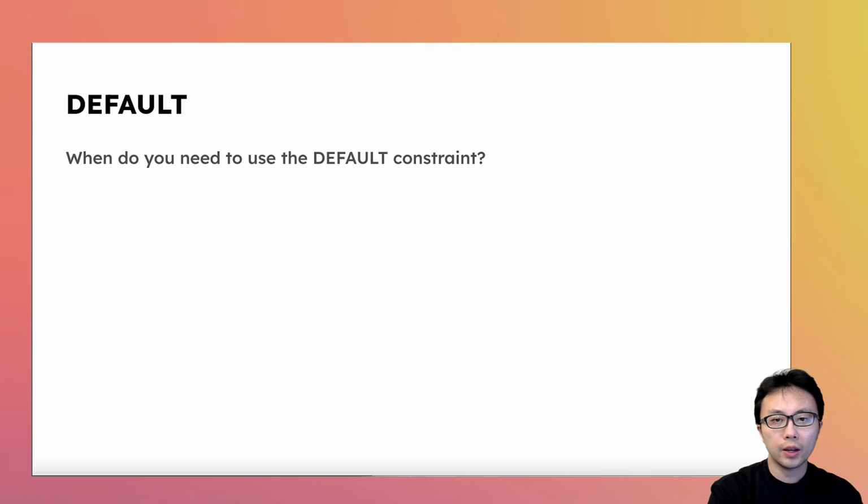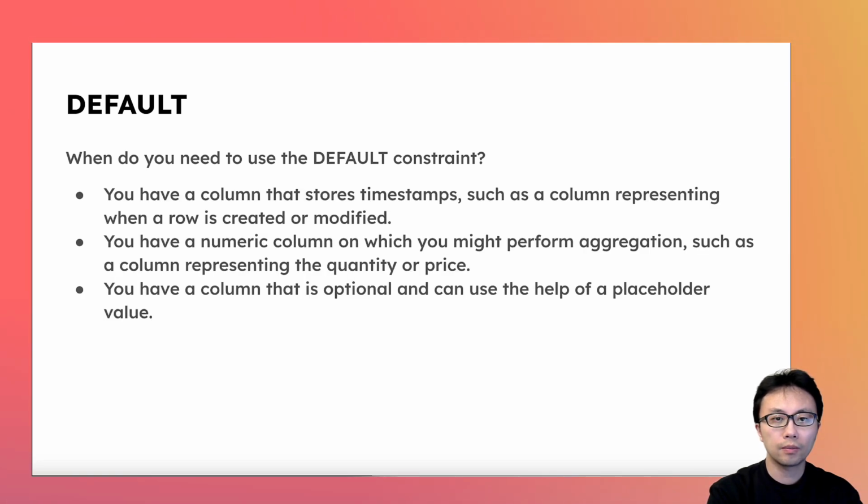So when would you find yourself in a situation that needs help from the default constraint? When you have a column that stores timestamp, a numeric column that you might perform aggregation on later, or an optional column that holds placeholder values. The most common scenario is definitely the first one. So let's dive deeper into that by answering two questions.